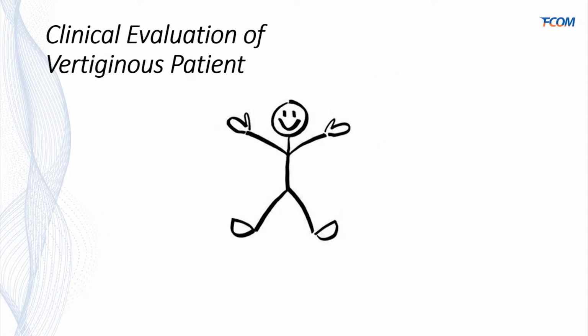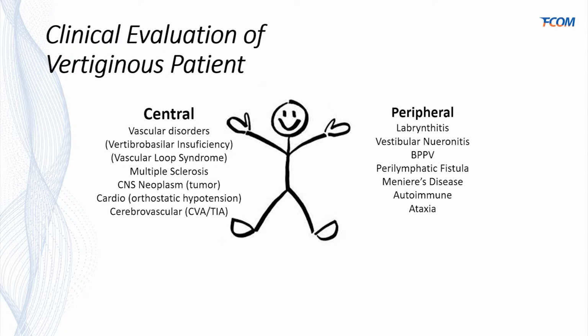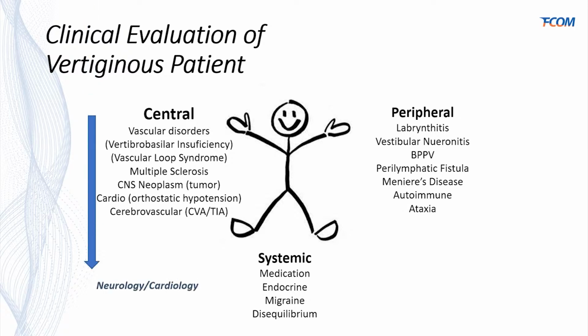When evaluating vertiginous patients, I break it down into a central versus a peripheral, keeping in mind there could also be systemic causes. So what are some central causes? Any circulatory or neurologic processes, to include multiple sclerosis, orthostatic hypotension, could be giving you symptoms of dizziness. In ENT, we focus on the peripheral causes such as labyrinthitis, neuronitis, positional vertigo, perilymphatic fistulas, Meniere's, autoimmunes, and ataxias. Systemic causes would include medication, endocrine, a migraine etiology, or disequilibrium, although migraine could be categorized under central. So if it's central, they need to see a neurologist or a cardiologist. If it's peripheral, that's ENT, keeping in mind medications.